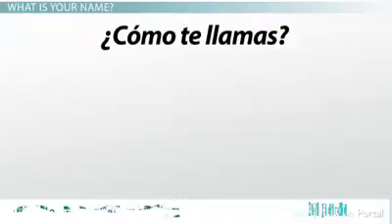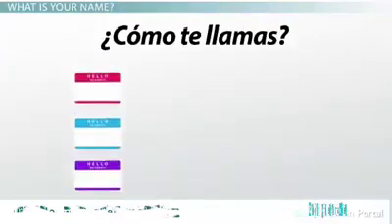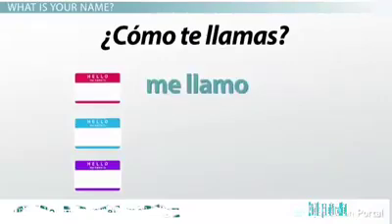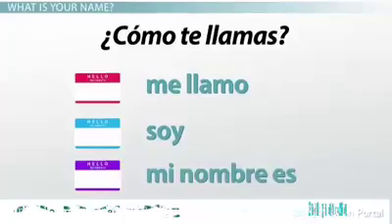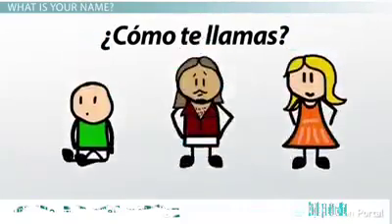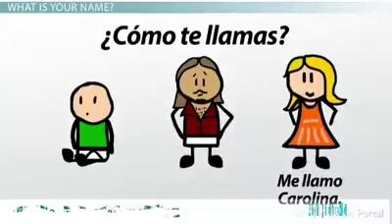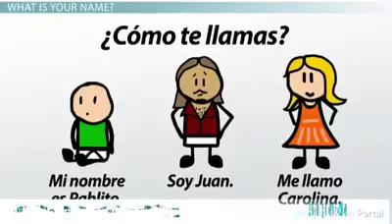There are a few ways to answer this question. They all basically mean the same thing. We could say, me llamo, which means I call myself. We could say soy, which means I am, or we could say mi nombre es, which means my name is. Each one would simply be followed by your name. Here are some examples. Me llamo Carolina. Soy Juan. Mi nombre es Paulito.